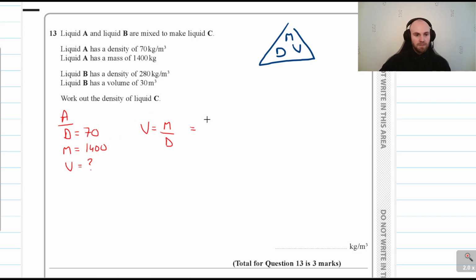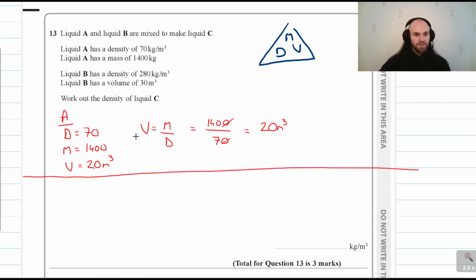Well, mass is going to be 1,400. The density is 70. And to make this a little bit easier on yourself, just cancel out a 0 from the top and the bottom. And then 140 divided by 7 is going to be 20. And I'm just going to put that reference. So the volume is going to be in meters cubed. And what I might do is quickly put that in here. So the volume is going to be 20 meters cubed. So we have everything we need now for A.